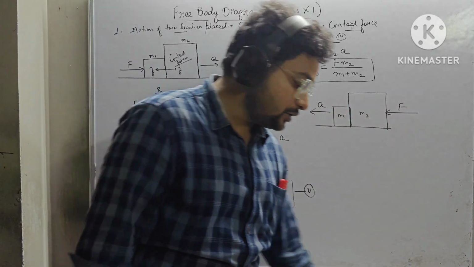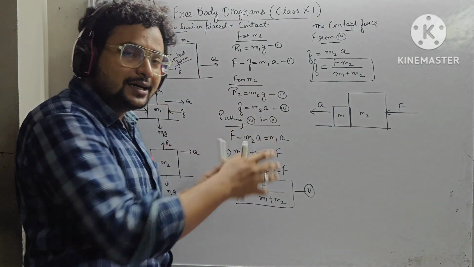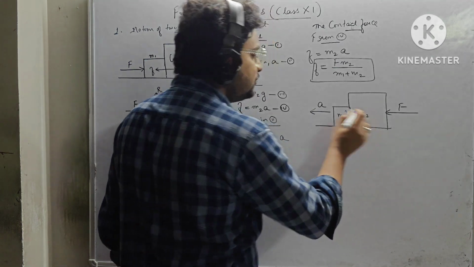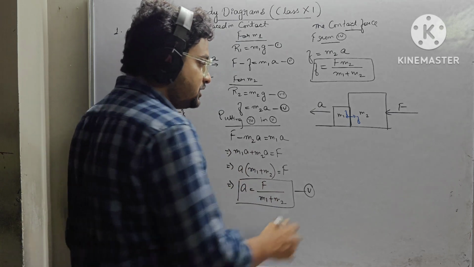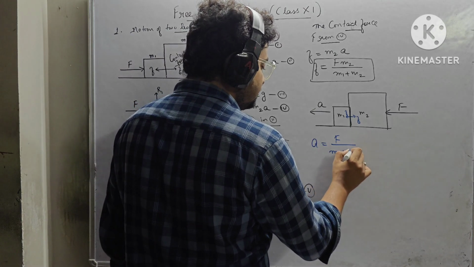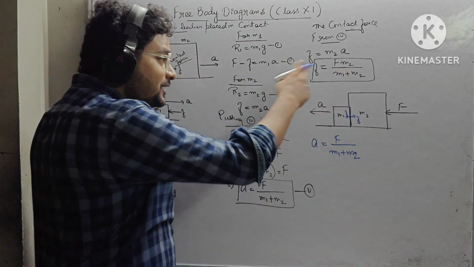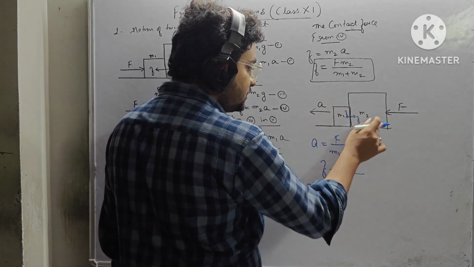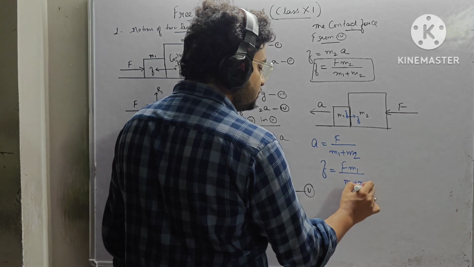In that case, what is going to happen? Remember, students, if you solve it in the same way, this will be f, this will be f. You will see the acceleration is not going to change. Acceleration is going to remain the same, f divided by m1 plus m2. But the contact force is going to change. Contact force in this case is going to be f m1 divided by m1 plus m2.